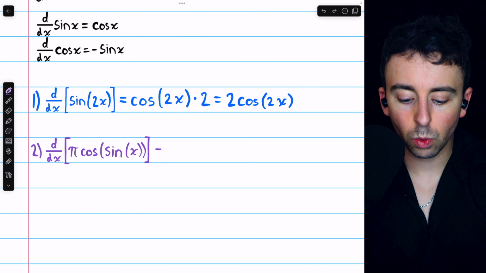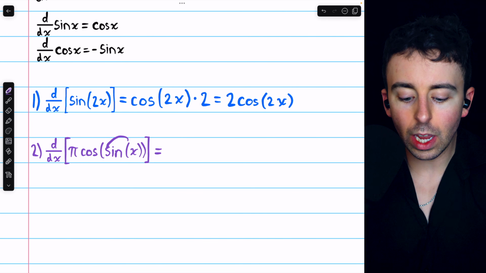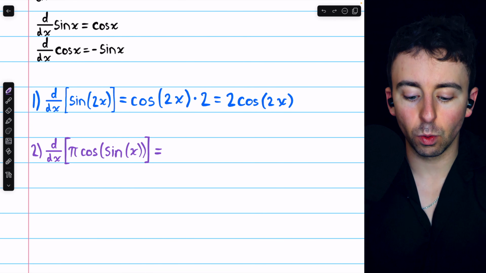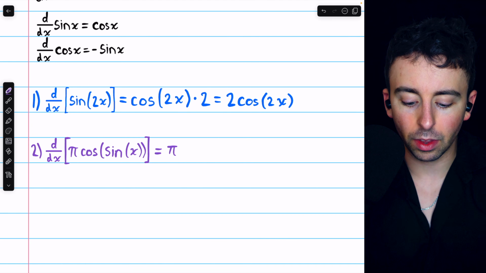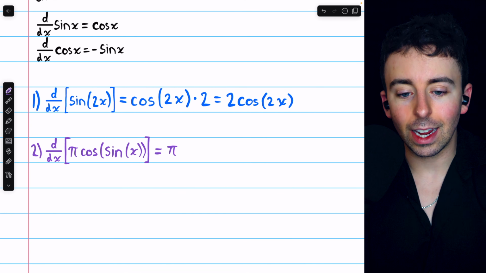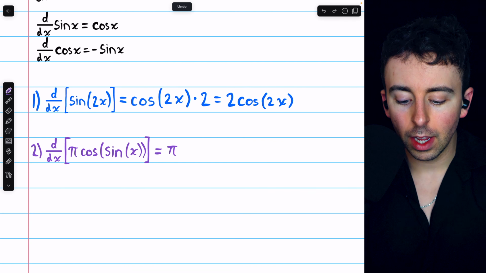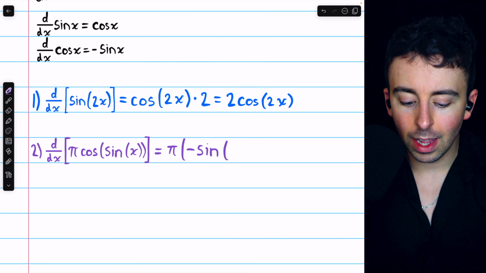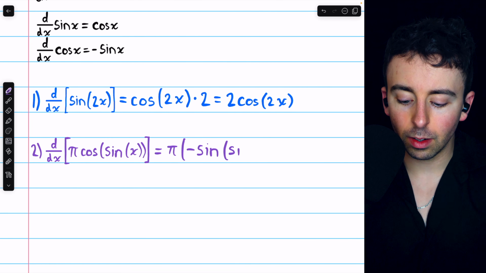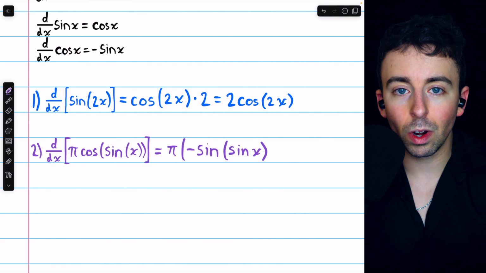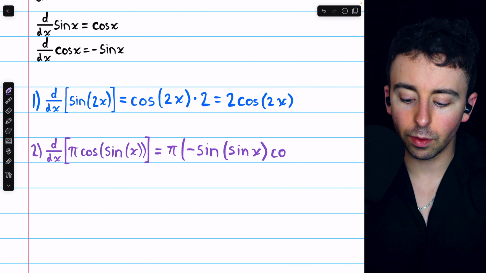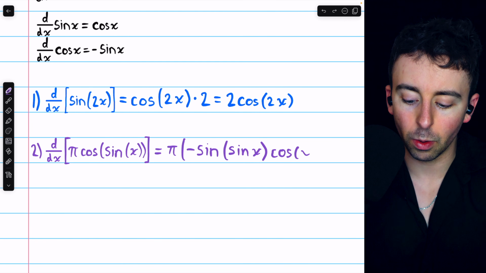Here in problem 2, we again have the chain rule. We have the sine function inside the cosine function. So beginning to take the derivative of this, we're just going to leave that pi out there as a factor. And then we need to take the derivative of the outside function. The outside function is cosine, and its derivative is negative sine. Then, don't change the inside function, so we leave sine x inside. But then we need to multiply by the derivative of the inside function. The inside function is sine, and its derivative is cosine, so we multiply by cosine of x.